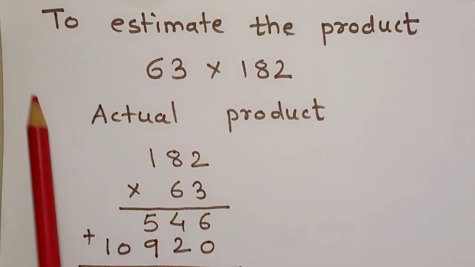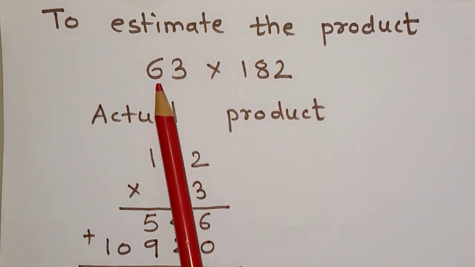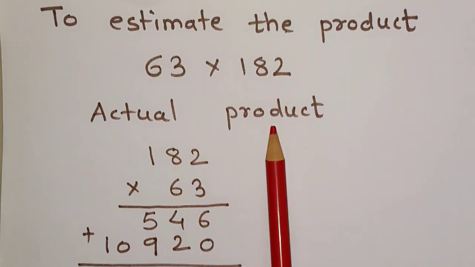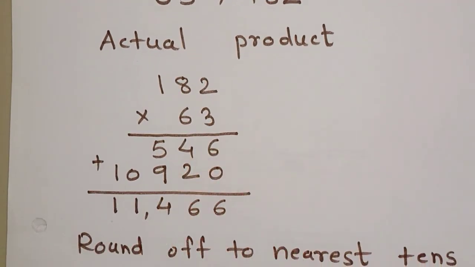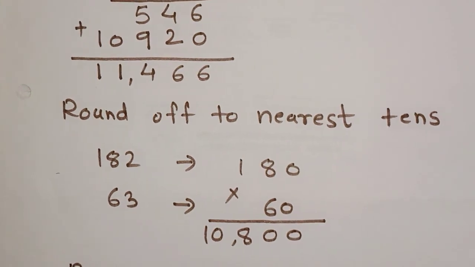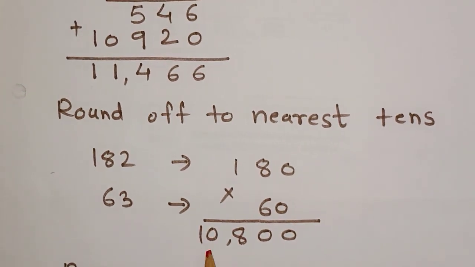Okay, now let's see how to estimate the product. Here I have written an example. Let's see the actual product. After multiplying, I got the answer 11,466. Now let's round these two numbers to the nearest tens. We got the answer 10,800, which is near to our actual answer, but it is not quick enough.